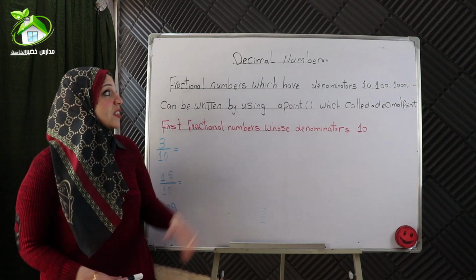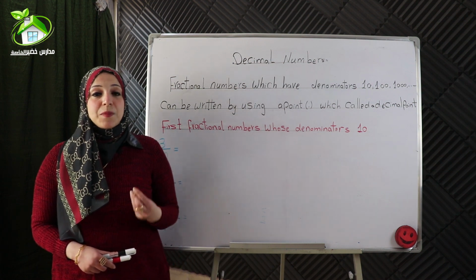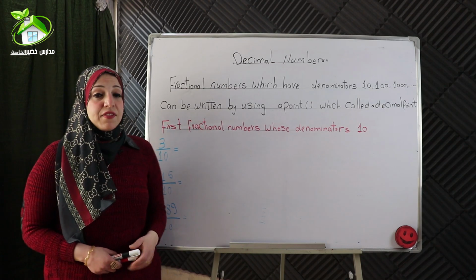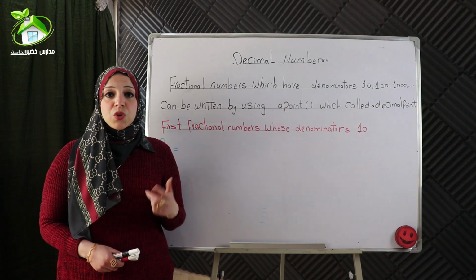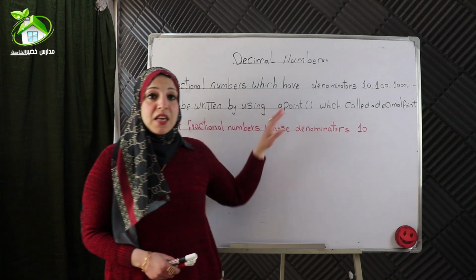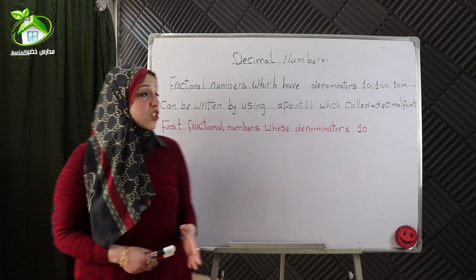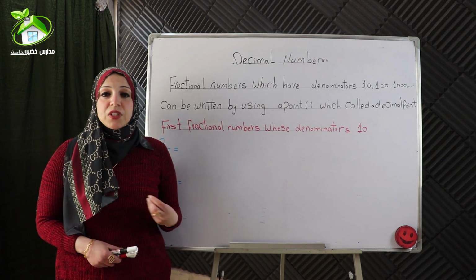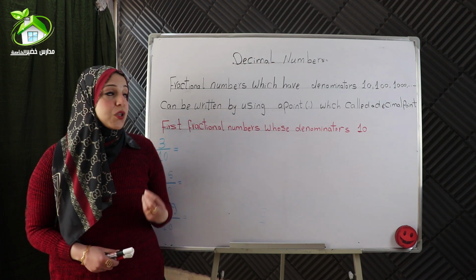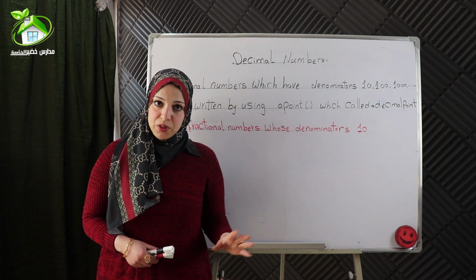Our lesson is about decimal numbers. First, let's start with the meaning of decimal numbers. Fractional numbers which have denominators 10, 100, 1000 and so on, I can write by using a point. This point is called the decimal point.